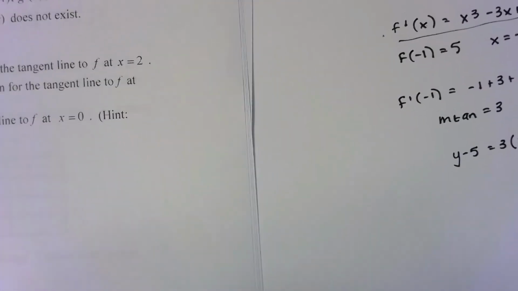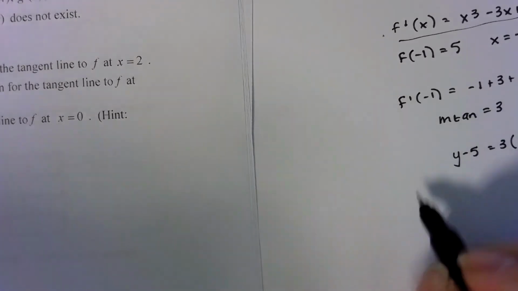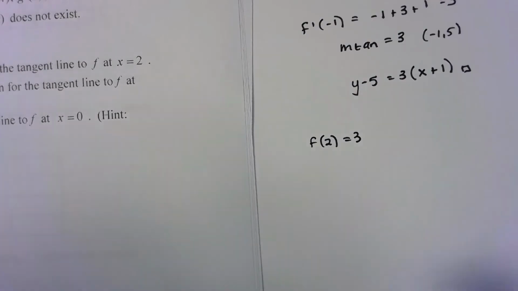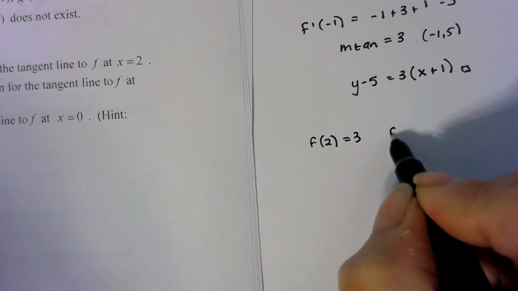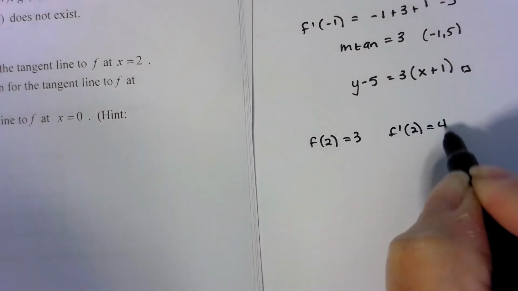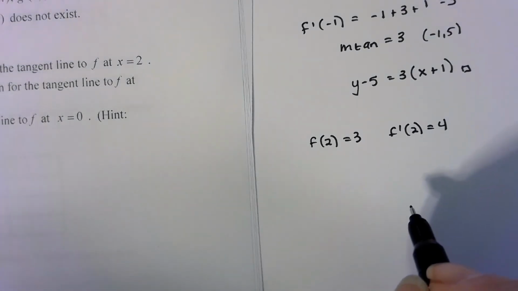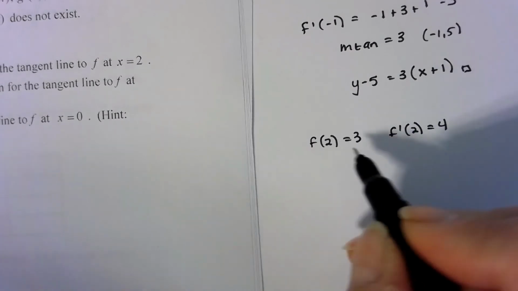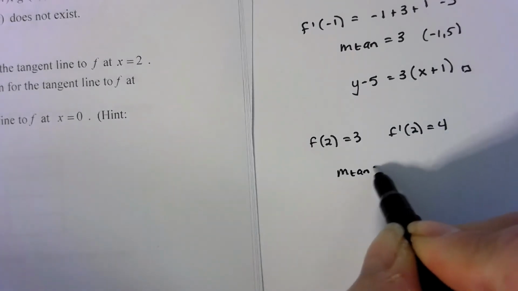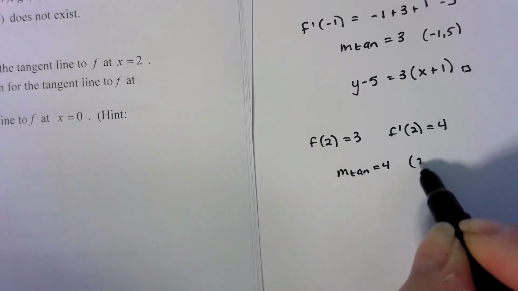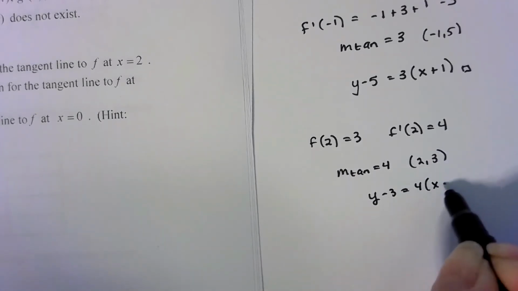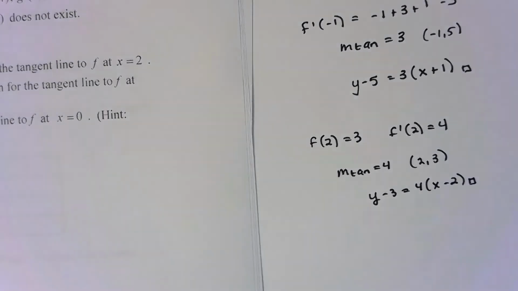Okay, finally, number 11. So number 11 says, suppose f of 2 equals 3, and that f prime of 2 equals 4. Write the equation of a tangent line at x equals 2. Well, guess what? You have the slope of the tangent line. That's 4. You have a point, so y minus 3 equals 4 times x minus 2. Fini. Done. That was part A.